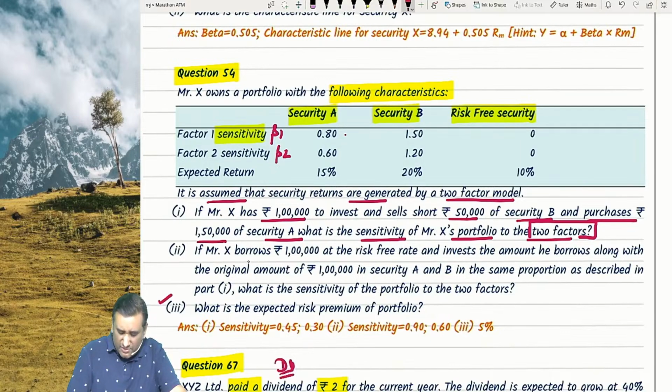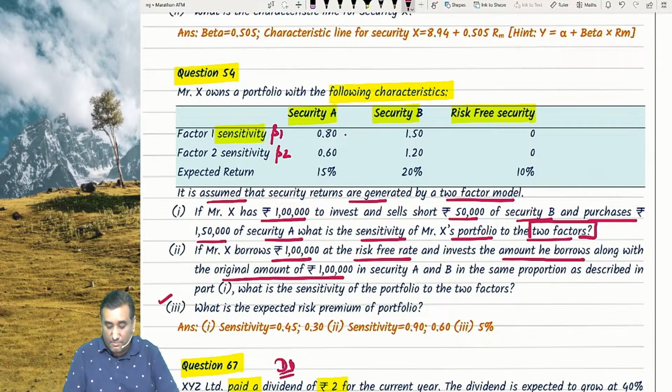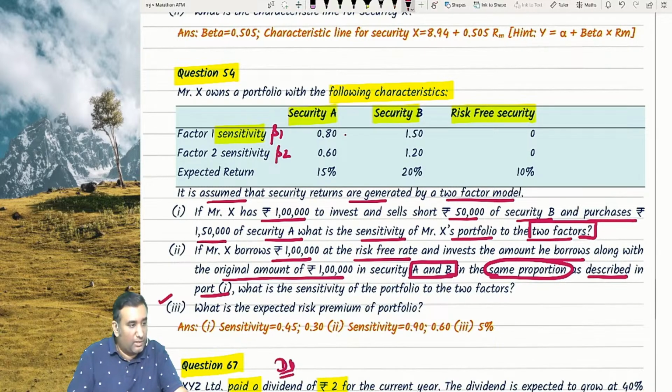Mr. X borrows 1 lakh at the risk free rate and invests the amount he borrows along with the original amount of 1 lakh. Now he is borrowing 1 lakh more. The 1 lakh he had is his own and 1 lakh he is borrowing. Invest in securities A and B in the same proportion as described in part 1. What was the proportion? The proportion was 1.5 to minus 0.5.